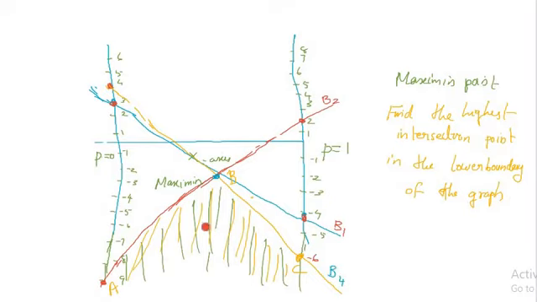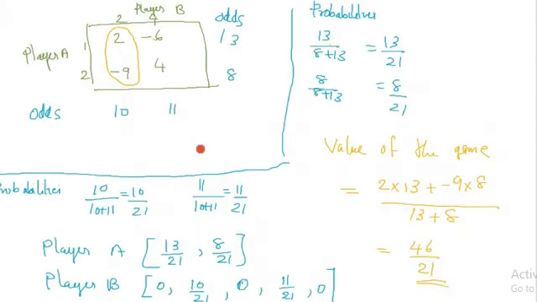Now find the highest intersection point in the lower boundary of the graph. That is the point B, which is known as the maximin point. From the graph, we can see that the intersecting lines are B2 and B4. So using that, we can form the reduced payoff matrix.